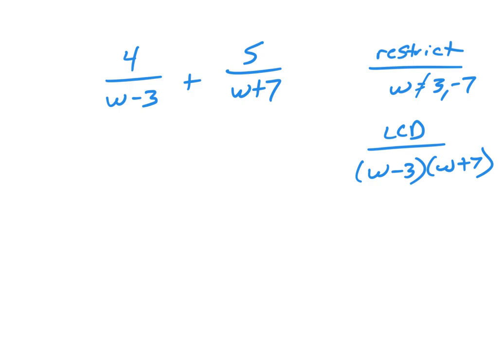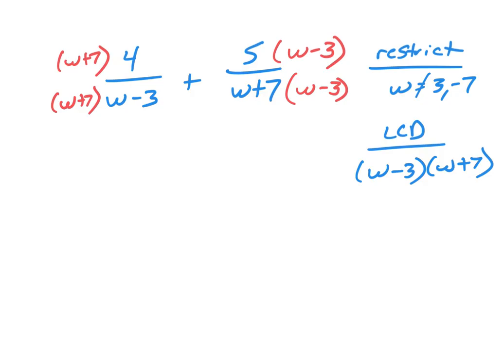This one already has a w minus 3, but it's missing a w plus 7. So this one, we're going to put w plus 7. Over here, we're missing a w minus 3. We got to get both of them down there. Okay, both of these will need to be distributed.